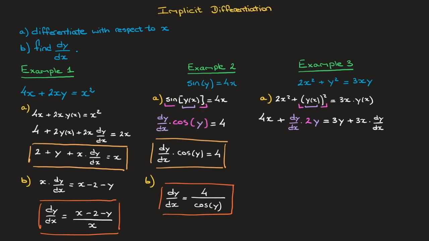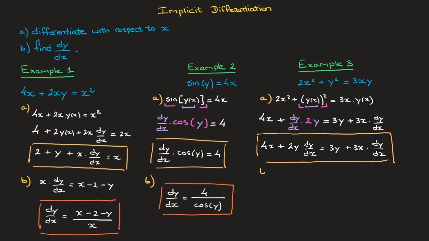And quickly rearranging a bit and writing everything in the same color, I find that's 4x plus 2y times dy/dx, which equals 3y plus 3x times dy/dx. And that's question A answered. So we move on to question B. And remember, in question B, we need to find dy/dx.